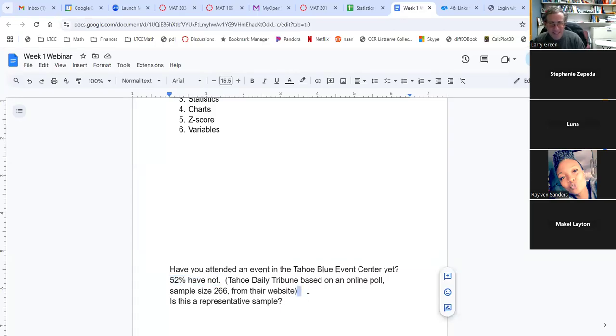So what they did is they posted the poll on their website, and anybody who's reading the website can go in and click on an answer to the poll. There were, I think, four or five different choices. One was I have not. There was one where I've attended an event. They had different kinds of events to look at too, and what they got again is 52% have not.